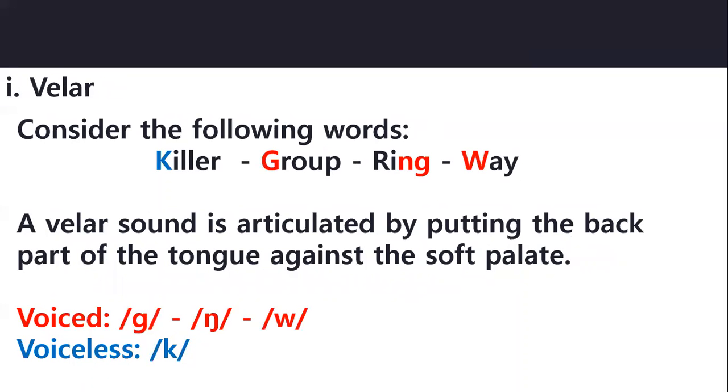Next one is velar. Consider the following words: killer, group, ring, way. A velar sound is articulated by putting the back part of the tongue against the soft palate. So, killer. The back of the tongue is against the soft palate. Again, either voiced as in g, ng, w, or voiceless as in k.